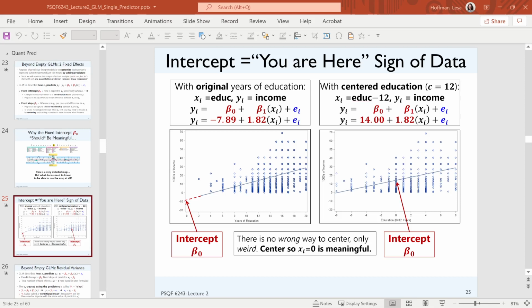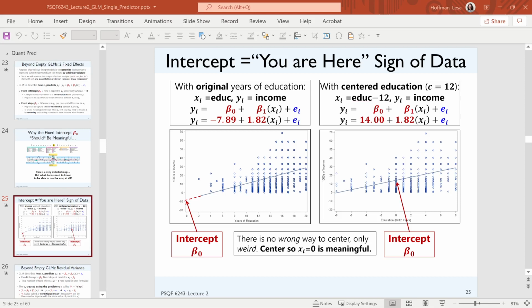So we center predictors, we rescale them by subtracting a constant so that 0 is a meaningful place with respect to what the predictor variable values could possibly be. So as an example, I'm looking at a predictor of years of education. There was no one in the sample with 0 years of education. Even though it's theoretically possible, it's not very useful.